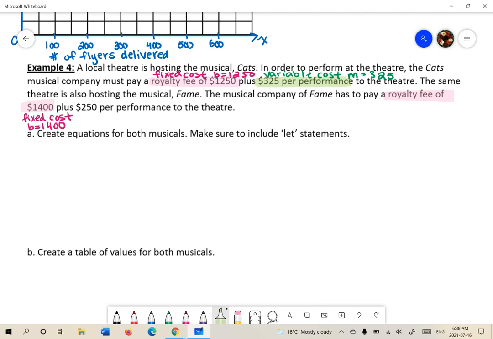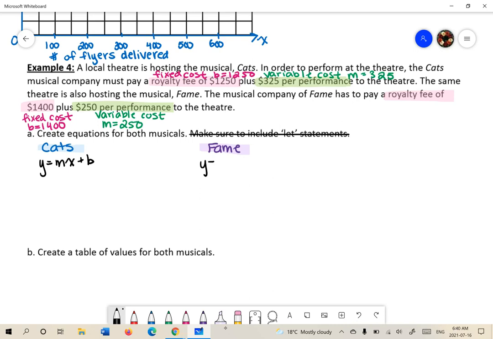And $250 per performance. That is the variable cost, or M is equal to 250. Create equations for both musicals. So I know that since I have a B value for both musicals, the equations to represent them are going to be in partial variation, y is equal to mx plus b form.